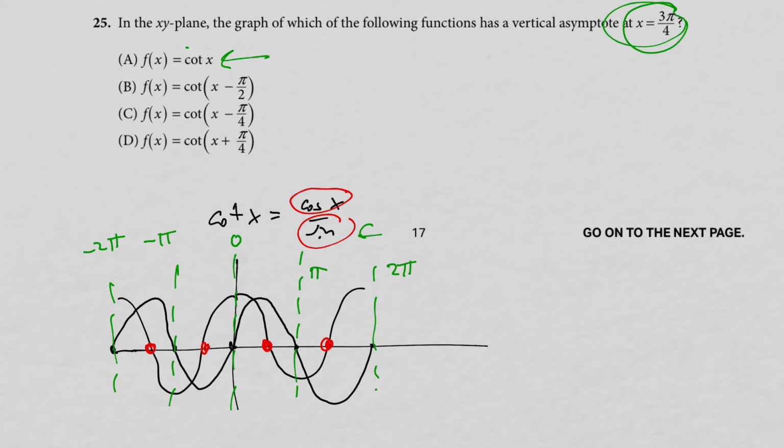I would have to shift this thing over. There's different ways to shift it over. But if I shift it over by pi over 2, that's not going to work. But if I shift it to the right by pi over 4, that's what this would be, shifting to the right. If I shift it to the right, then this asymptote would go to 5 pi over 4. But in this one, I shift it to the left, and this pi ends up at 3 pi over 4, which would be the correct answer, and that's why it is choice D.